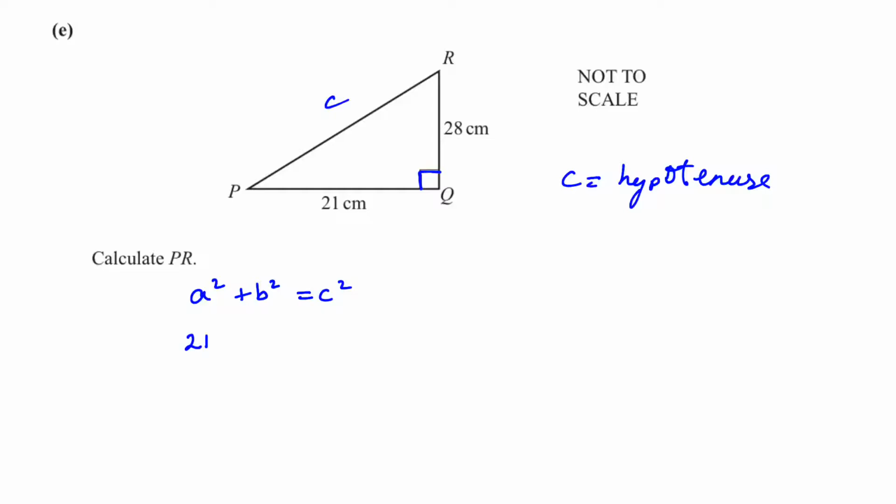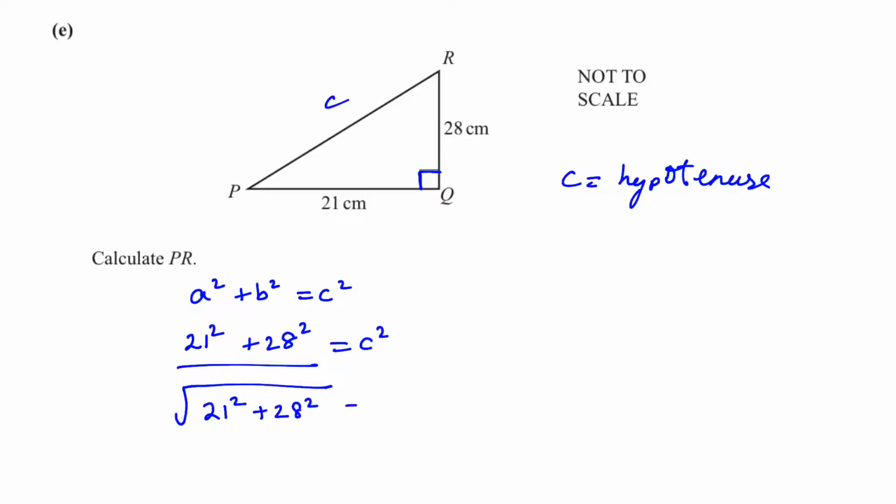Therefore, 21 square plus 28 square is equal to C square. No need to put this in the calculator. You can directly first square root it. Because it's a square, we don't want to find C square, we want to find C. So square root of 21 square plus 28 square is our C, and that is 35.